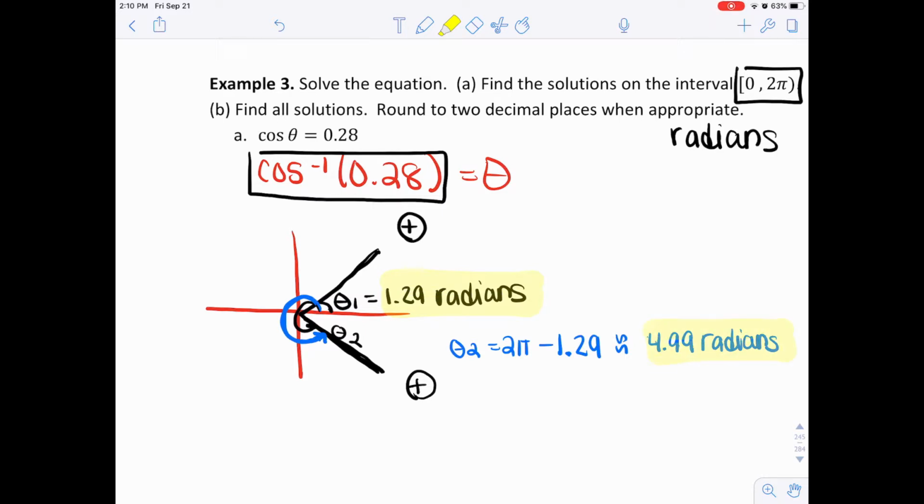Once we have the two solutions on the interval 0 to 2 pi, we can also find all solutions. Since our original answers are not exact, they're approximations, these all solutions are going to be approximations as well, but we can express them as 1.29 plus 2 pi k and 4.99 plus 2 pi k.